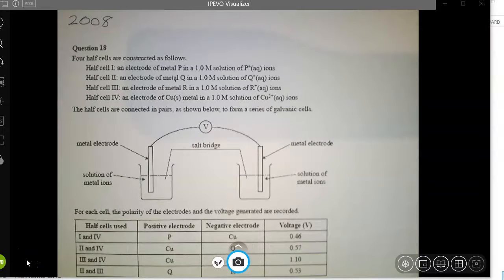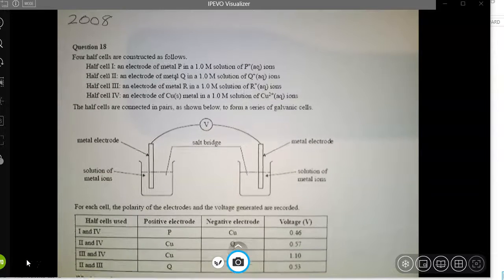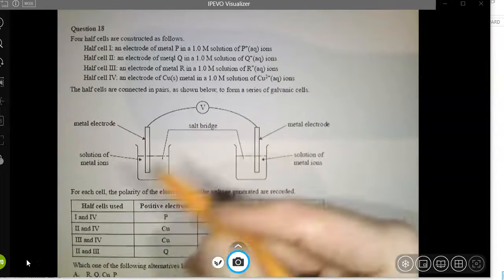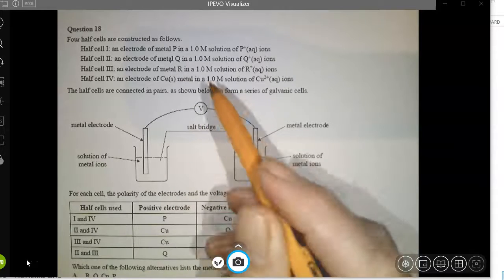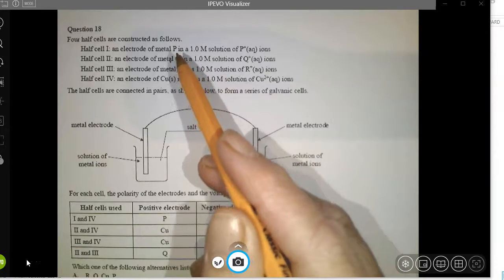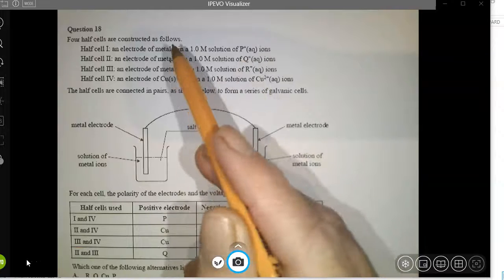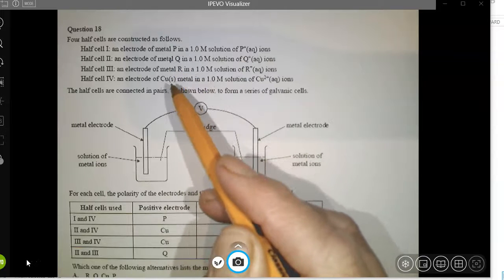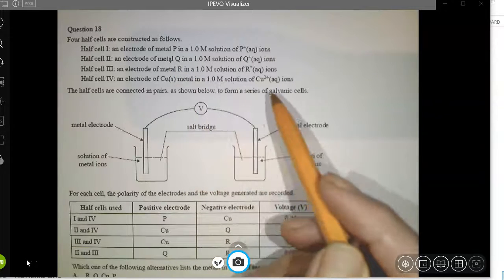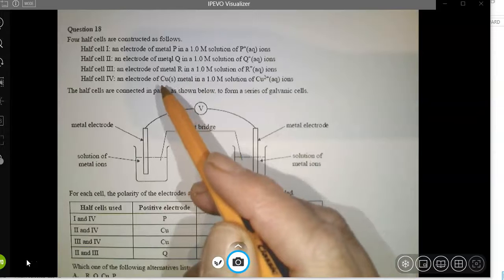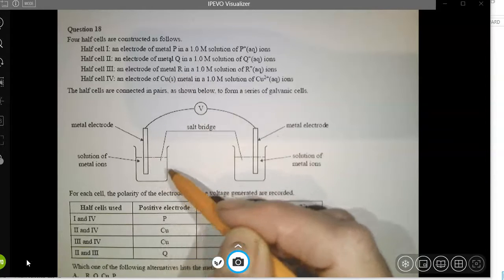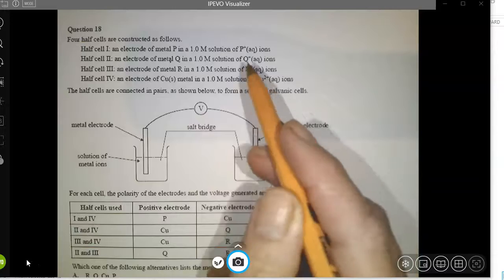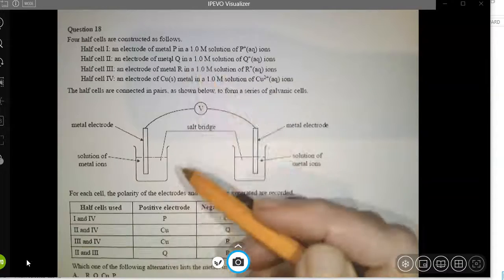Okay, this is 2008 question 18 exam. It's a galvanic cell, and they've put 4 different half cells together in combination, and they're trying to make it a bit vague, so they've called them P, Q, R, and then the only one that's an actual half cell is the copper one. So they've got the metal electrode, and then the metal ions that are appropriate, the same.